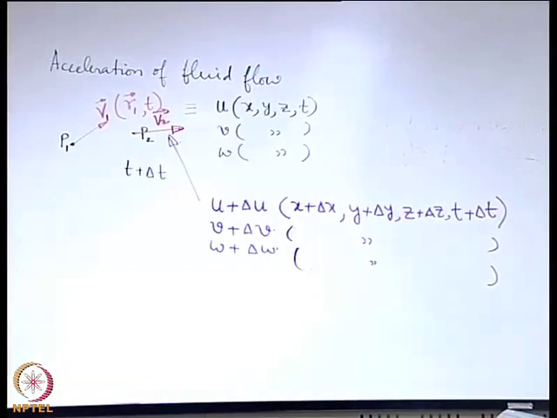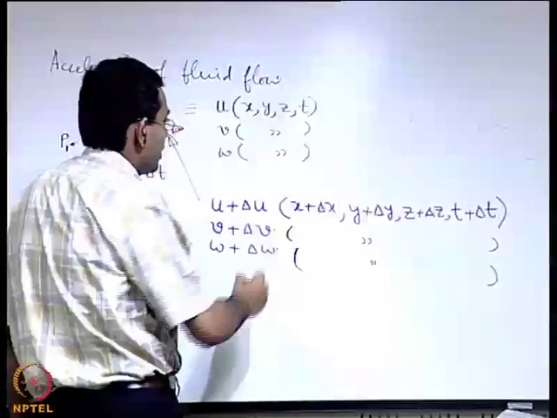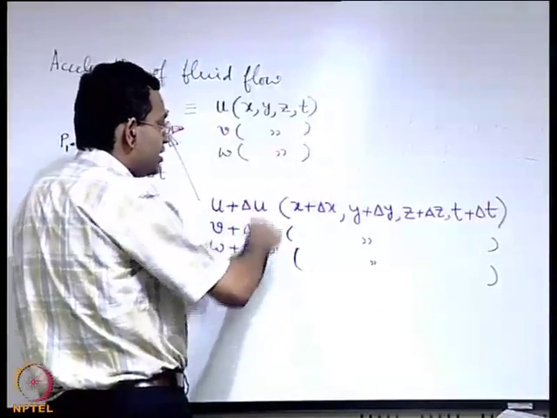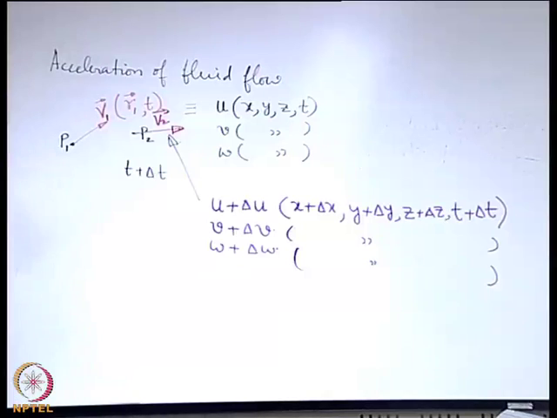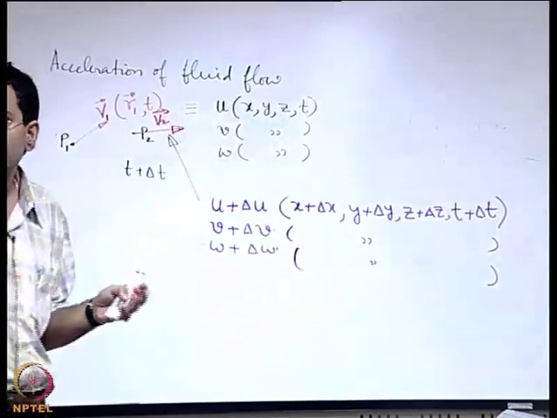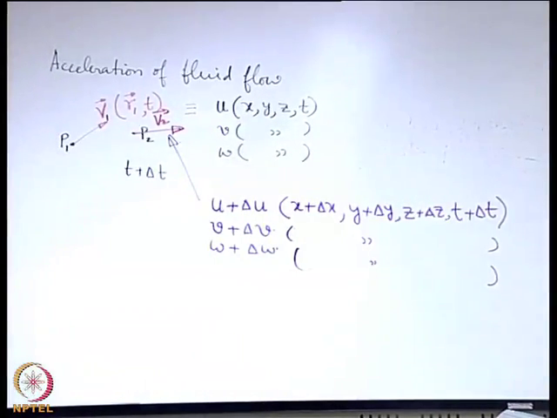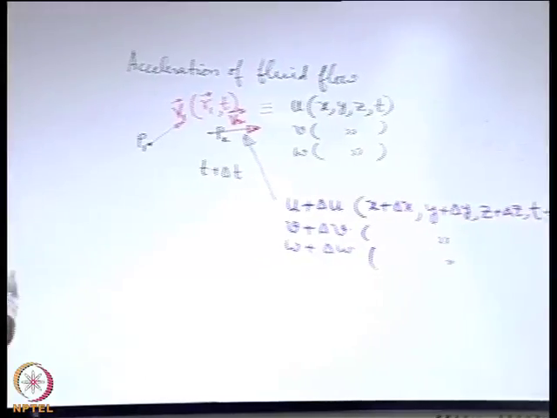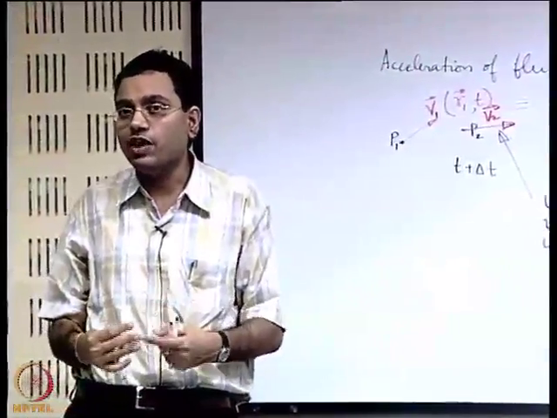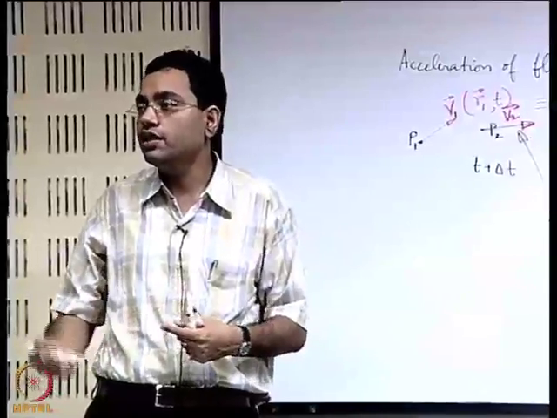So we can clearly see that there is an original velocity in terms of its three components, there is a change velocity in terms of its three components, and if we want to find out the acceleration, the basic definition of acceleration is based on a Lagrangian reference frame, that is the time rate of change of velocity in a Lagrangian frame, not in an Eulerian frame.